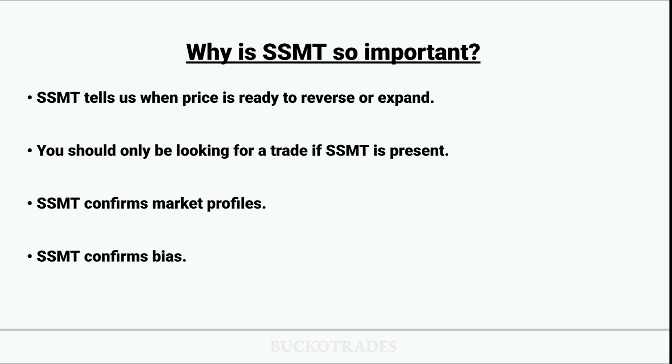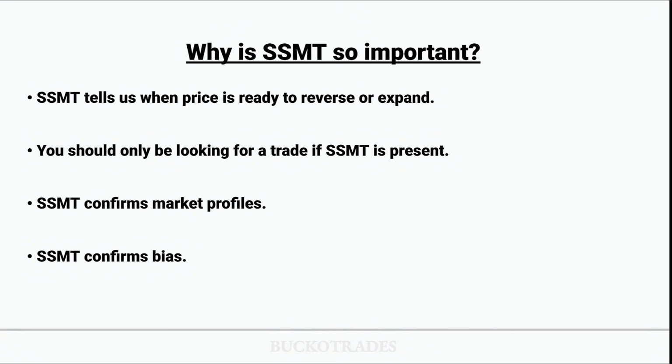So let's say, for example, we form a sequential SMT between Q1 and Q2. We can then expect the following quarter, being Q3, to expand and give us that distribution from the prior sequential SMT. And whenever we form a sequential SMT after an expansion quarter, we can anticipate price to reverse back into that range. You should only be looking for a trade if sequential SMT is present, because if we don't have a sequential SMT, price will not expand or reverse.